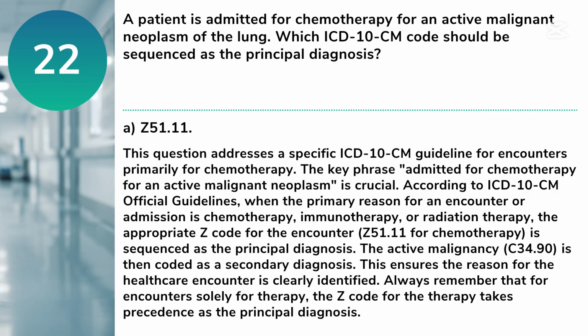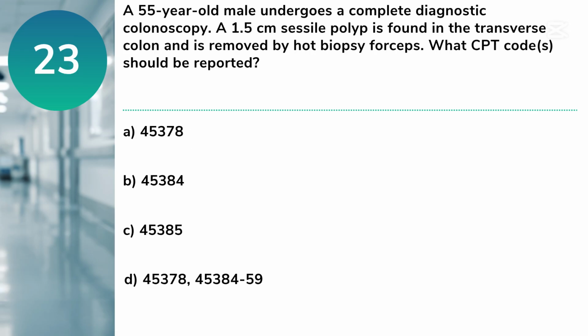Always remember that for encounters solely for therapy, the Z code for the therapy takes precedence as the principal diagnosis. Question 23. A 55-year-old male undergoes a complete diagnostic colonoscopy. A 1.5 cm sessile polyp is found in the transverse colon and is removed by hot biopsy forceps. What CPT codes should be reported?